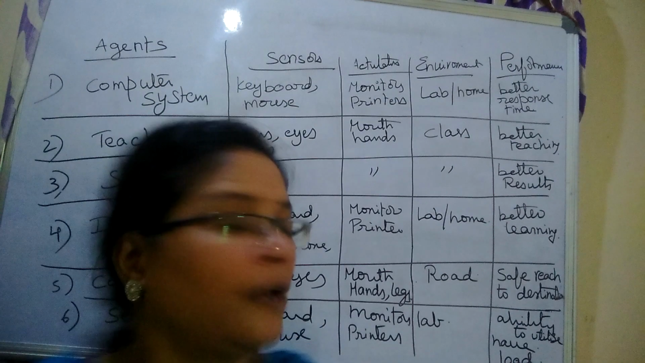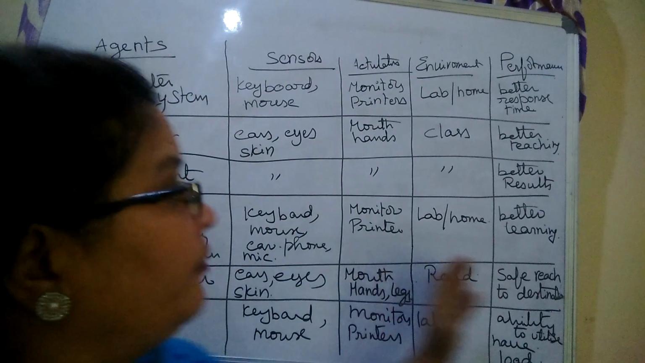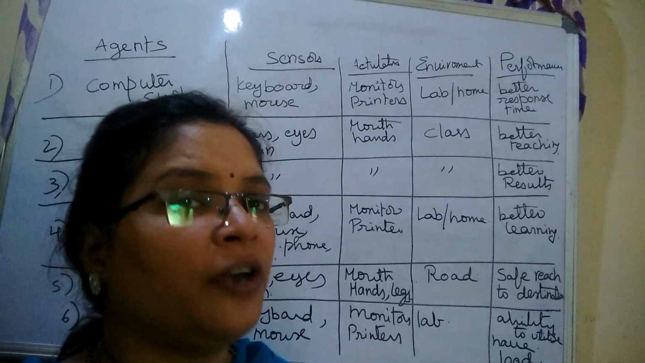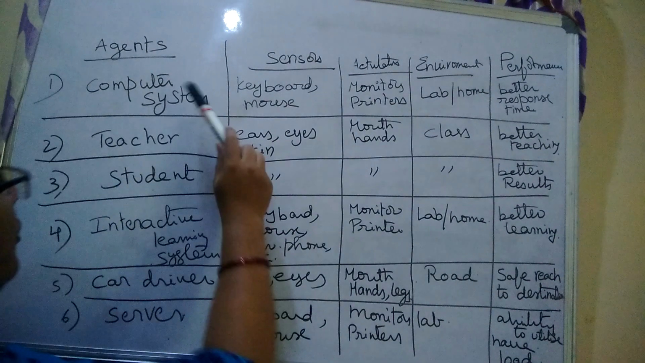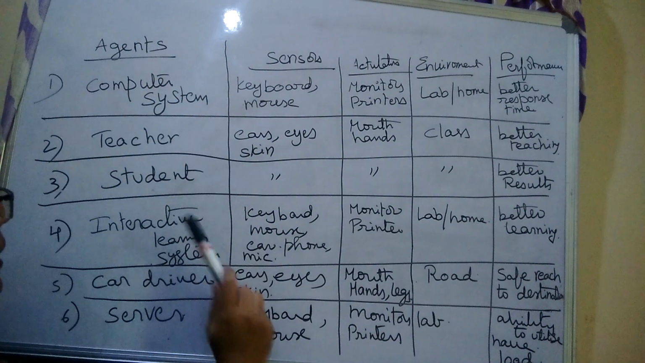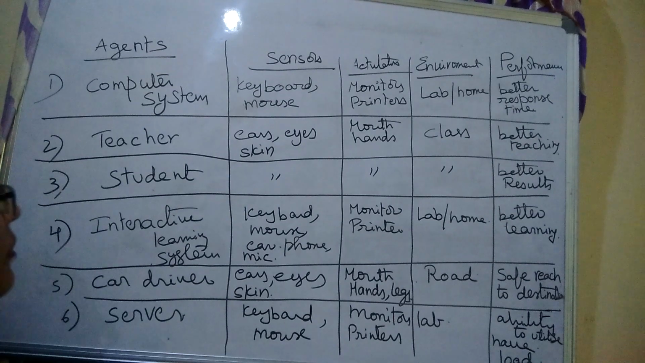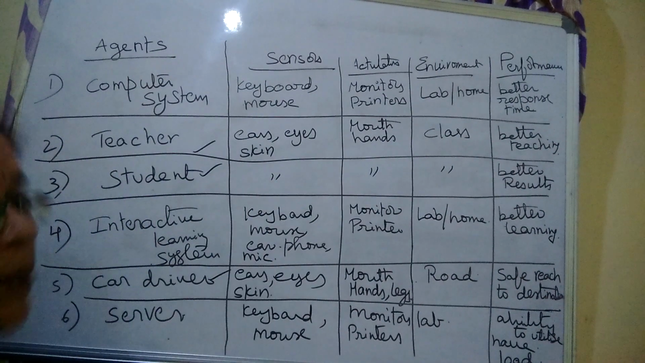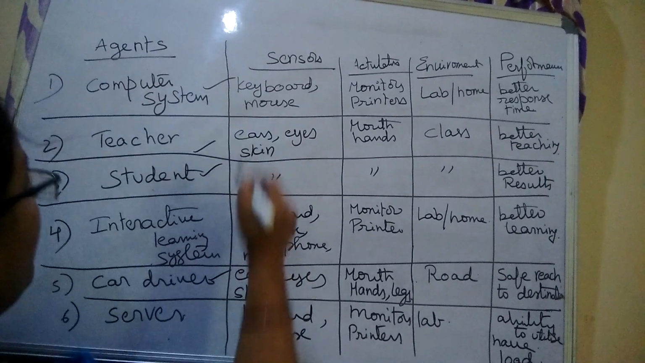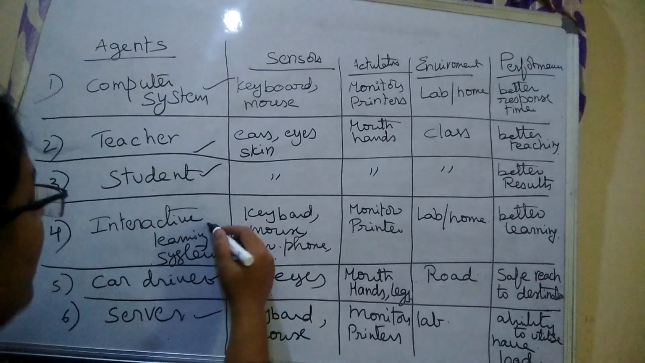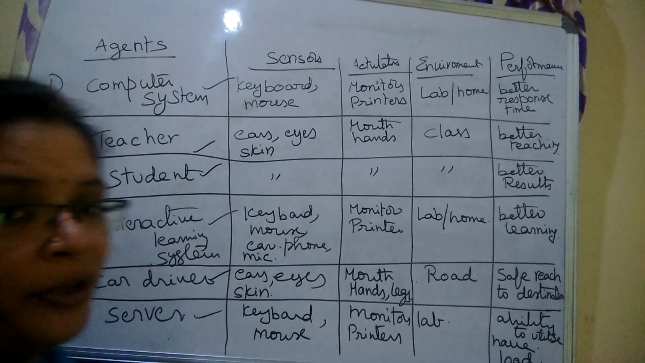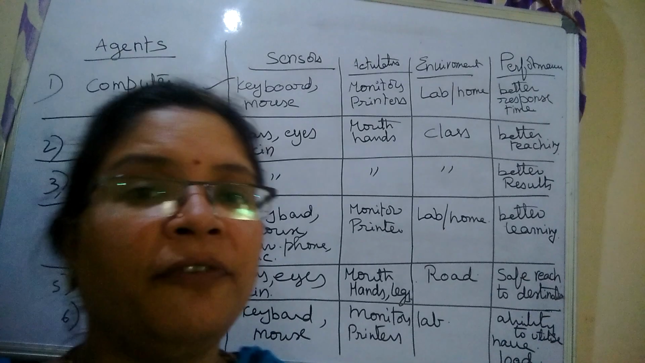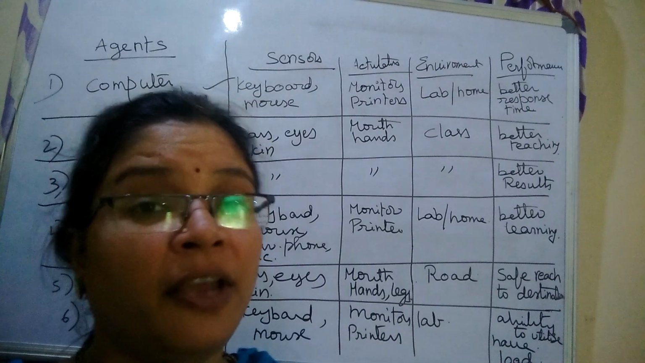So, all these are the various PEAS of each and every agent, which are clearly given. One is computer system, teacher, student, interactive learning system, car driver and server. Among them, teacher, student and car driver are the human agents, and computer system, server and interactive learning system are the computer agents. Likewise, we can differentiate the PEAS of each and every agent.